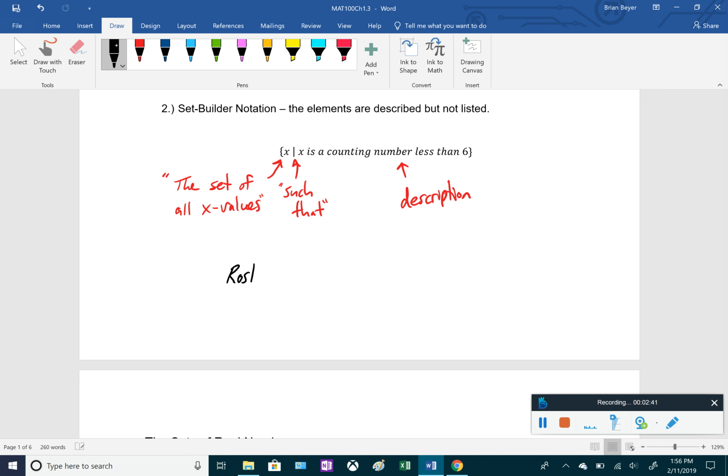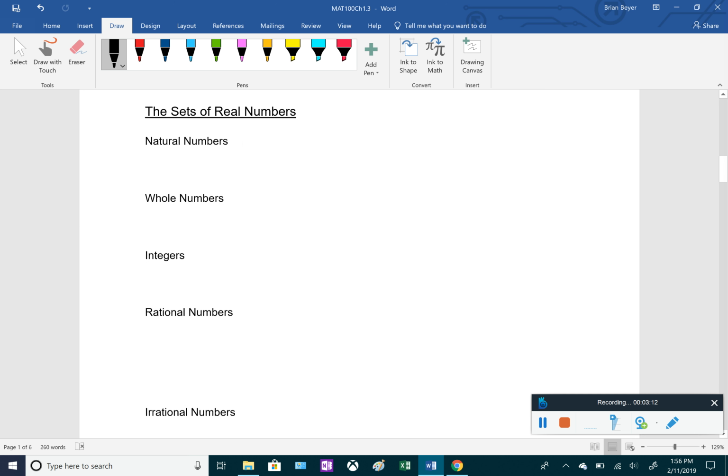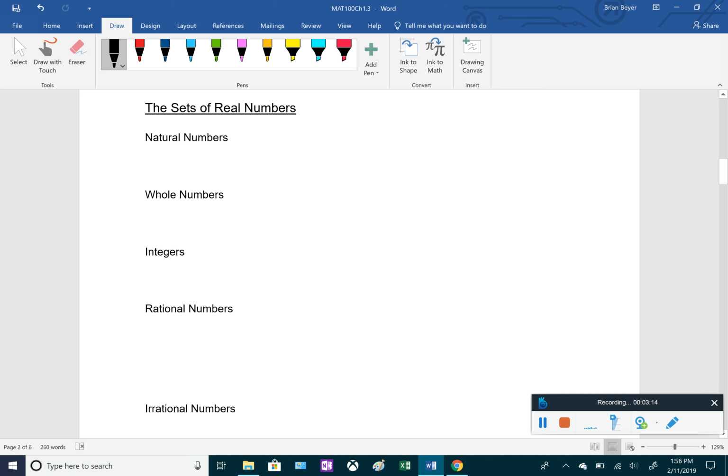So if we wanted this in roster method, the set of all counting numbers less than 6 would just be the natural numbers 1, 2, 3, 4, and 5. Remember, counting numbers are natural numbers, so that's how you would write it in roster method. They mean the same thing. Sometimes it'll be easier to represent a set using roster method. Other times it'll be easier using set builder notation. So let's get into the sets over here.